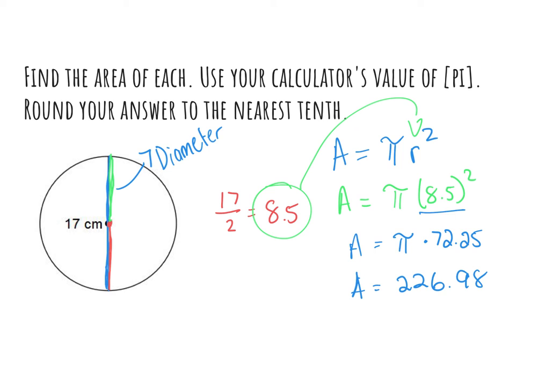226.98, and if you rounded to the nearest tenth, because of that 8 we round up, but because it's 9 we round the other number up. So 227 centimeters squared because we're talking about area.